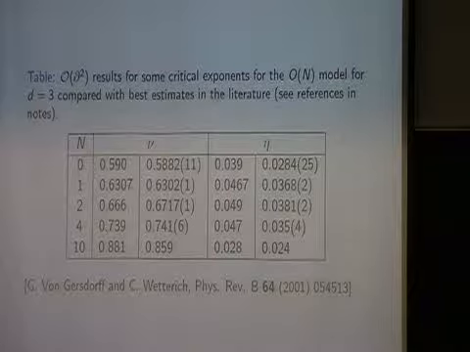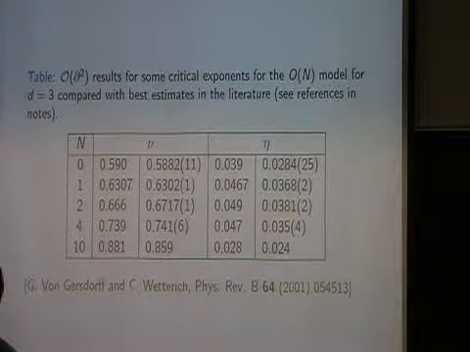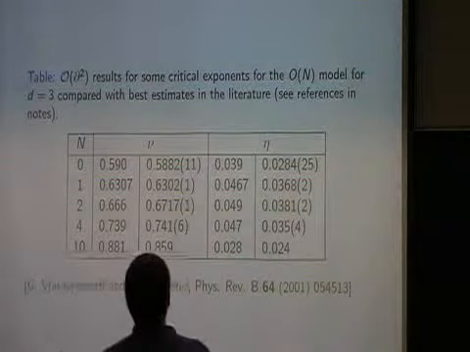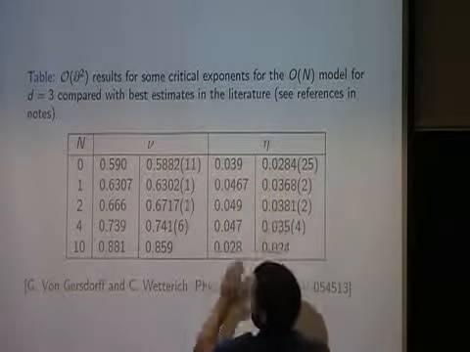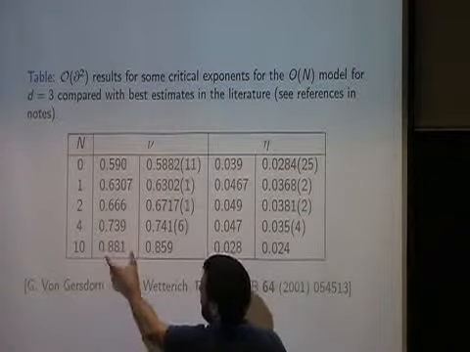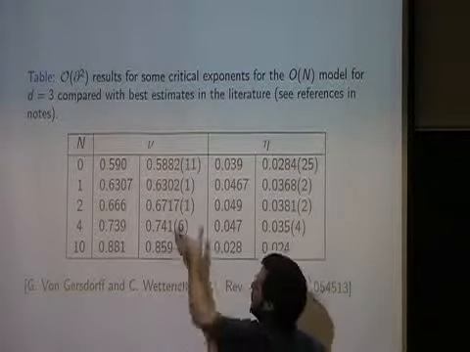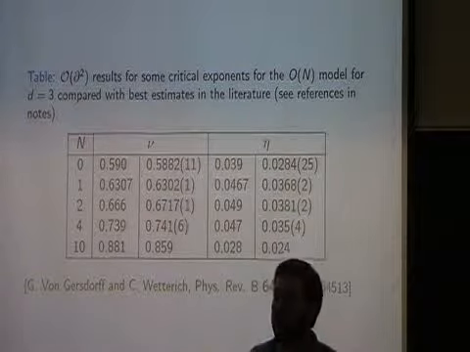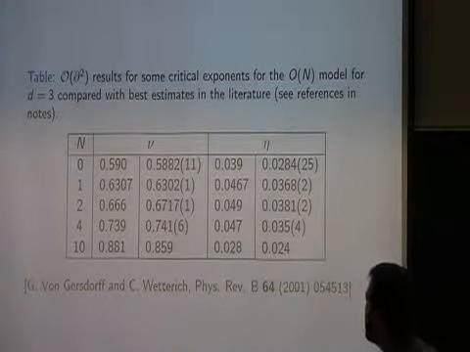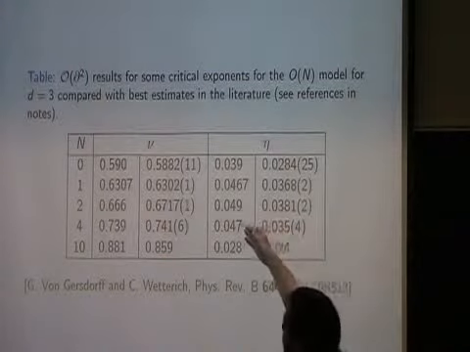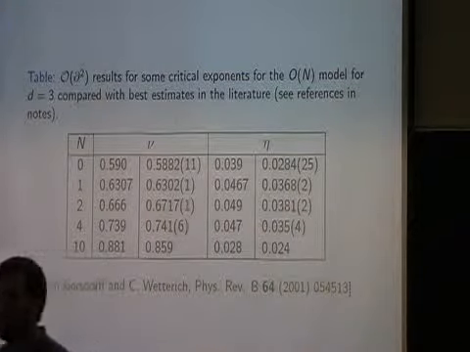I missed what the different columns are. Sorry? I missed your explanation of the different columns in the table. Oh, sorry. Here are the two exponents, mu and eta, the results obtained from the derivative expansion of order 2 compared to the most precise results for this quantity in the literature. The references for the most exact ones are in the notes. Okay, I didn't have space.